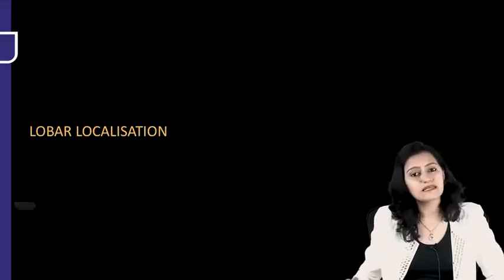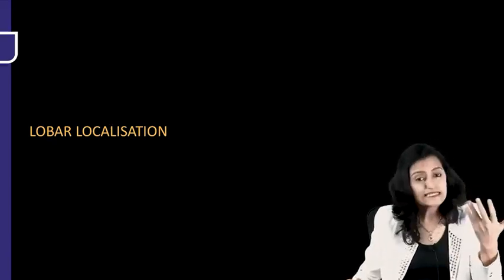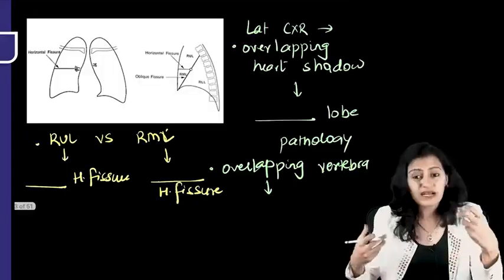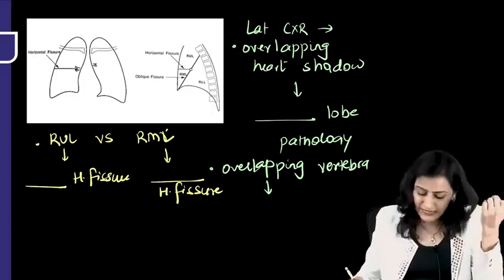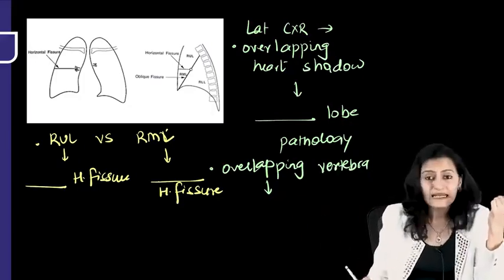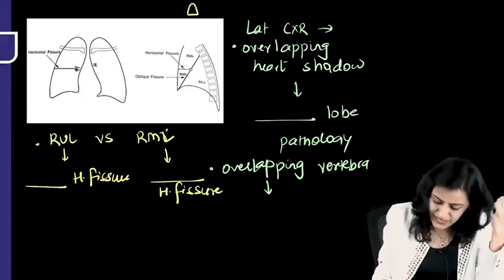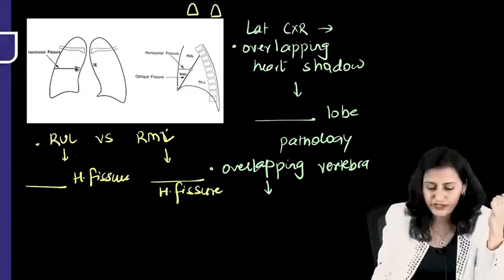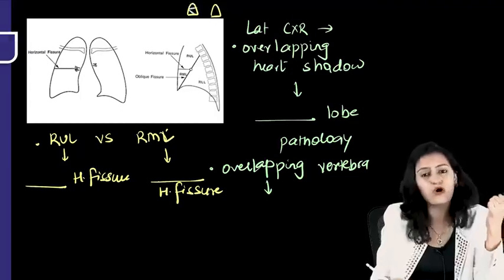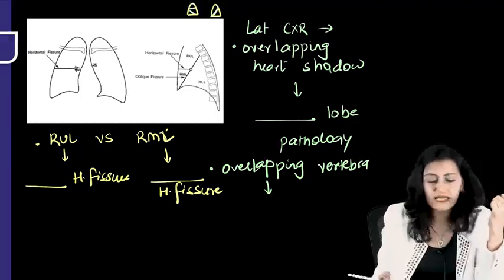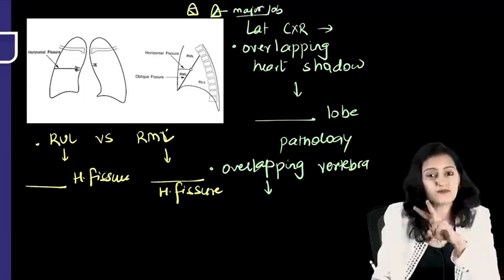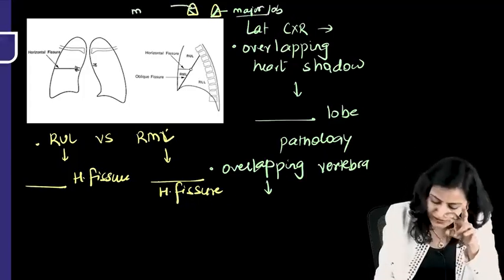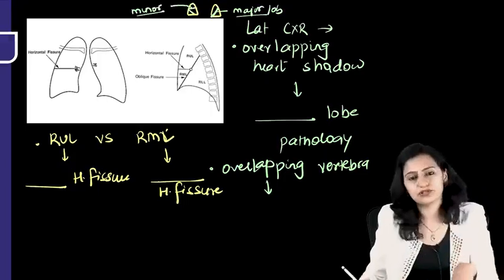Now, how do we localize the lobe on the X-ray? Whether it is the right upper lobe, middle lobe or lower lobe. In lobar localization, what comes to our rescue is, one, the fissure position, and second, the silhouette sign. Let's have a quick look at the fissures. Right lung versus left lung: the right lung has two fissures, the horizontal fissure and the oblique fissure. The left lung has only the oblique fissure. The oblique fissure is called the major fissure, present on both sides. The horizontal fissure is called the minor fissure, right?